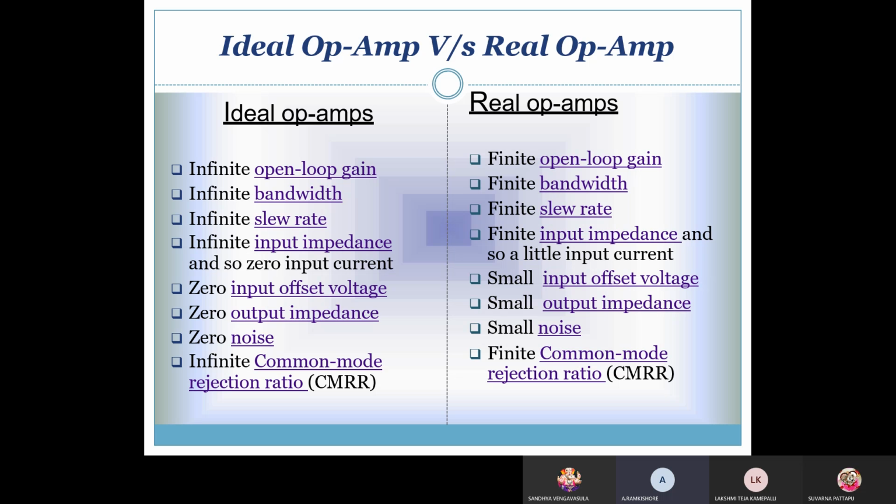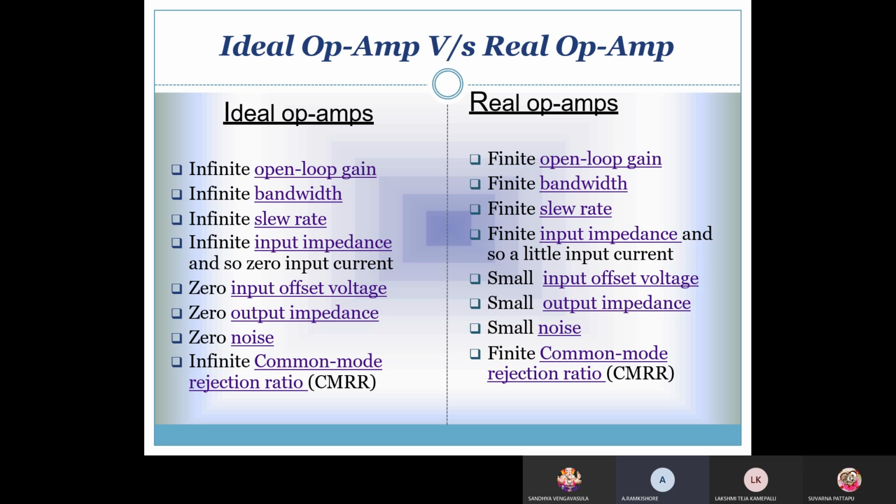For the ideal op amp we are having infinite open loop gain, infinite bandwidth, infinite slew rate and infinite input impedance, and zero input current and zero input offset voltage and zero output impedance, zero noise, and infinite CMRR, that is common mode rejection ratio. For the real op amps, that means the practical op amps, they have finite open loop gain, finite bandwidth. So in the ideal case these are the infinite values.